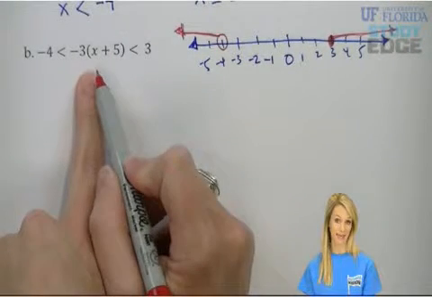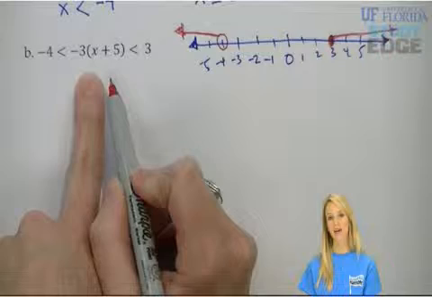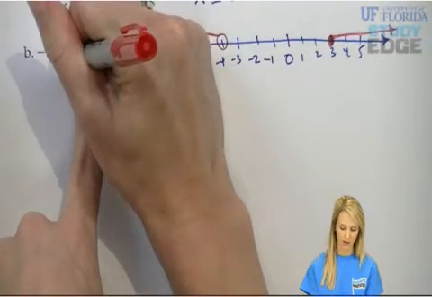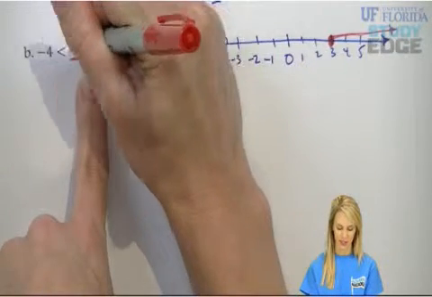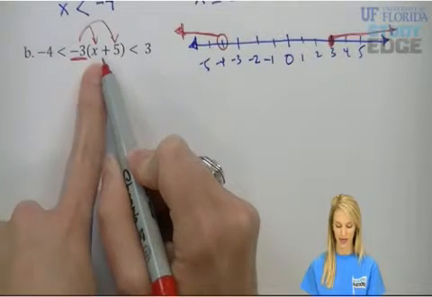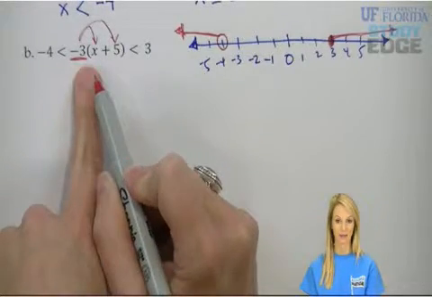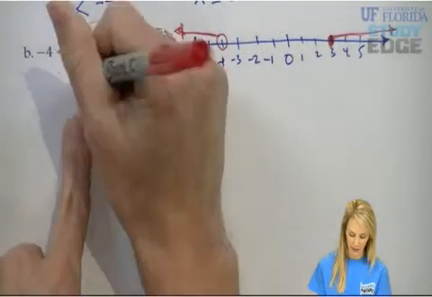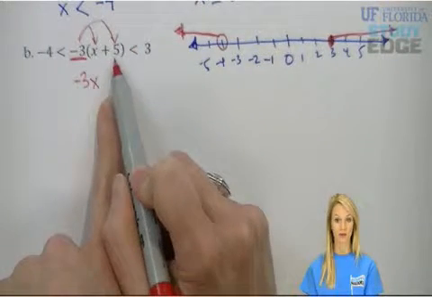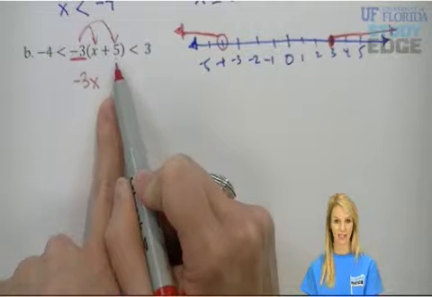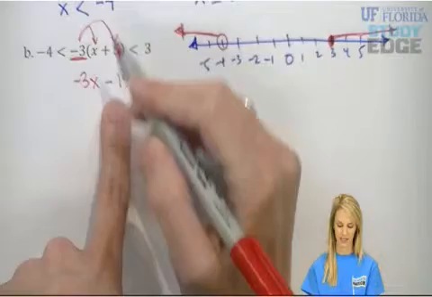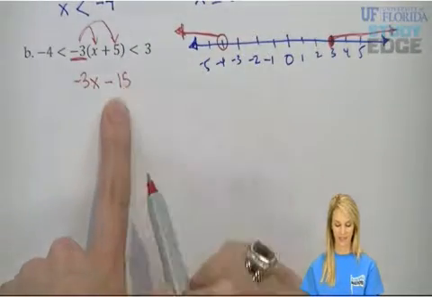Well, first thing that pops out to me is that I have parentheses. And whenever I have parentheses, I want to get rid of them. How do you get rid of them? Distributing. Remember, we distribute whatever's on the outside to each term inside the parentheses. So we're going to distribute our negative 3 to the x. Negative 3 times x is what? Negative 3x. Okay, now we're going to distribute the negative 3 to the positive 5. And negative times the positive is what? Negative 3 times 5 gives us negative 15.